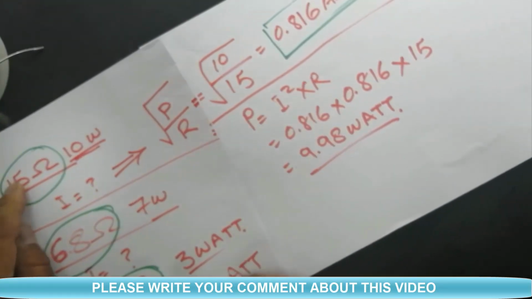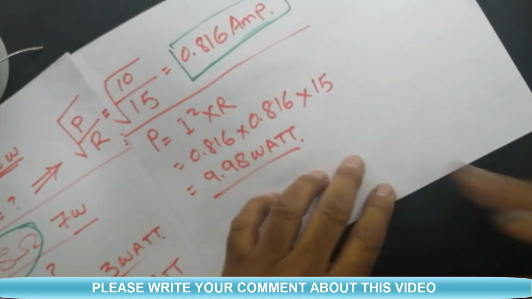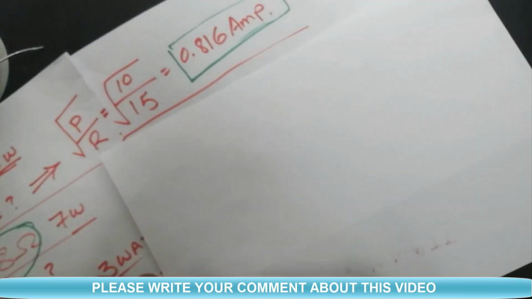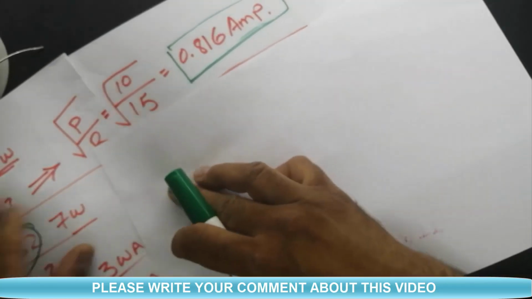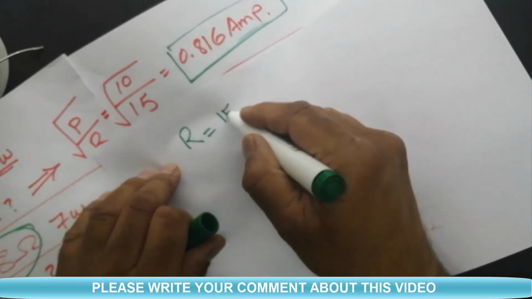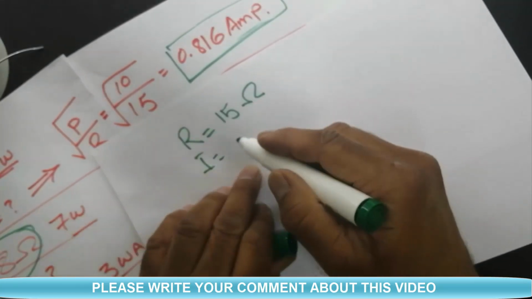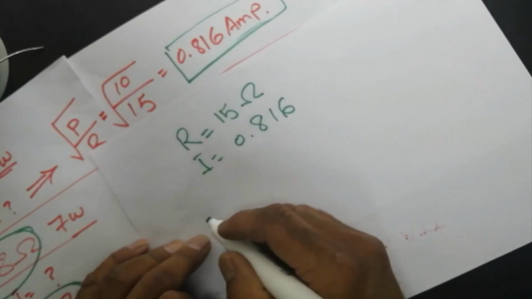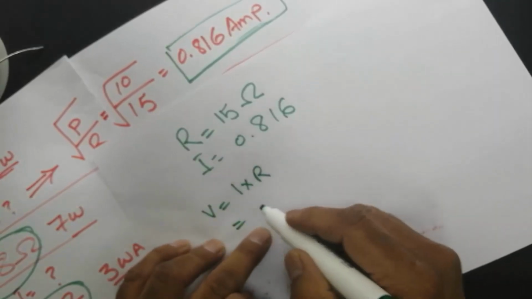If any circuit is delivering 816 milliampere maximum current and I have to use 15 ohm resistance, then I have to select 10 watt for the power parameter. All values we can determine by this formula. Now I will check the voltage. I know the value of resistance R, that is 15 ohm. Current we know, 816 milliampere, 0.816 ampere. Now we can find the voltage: V is equal to I into R, Ohm's law.